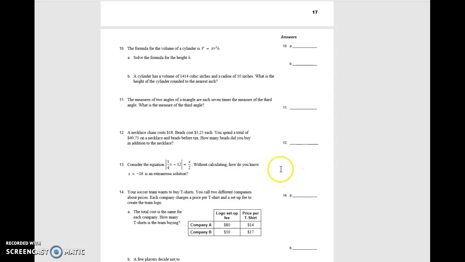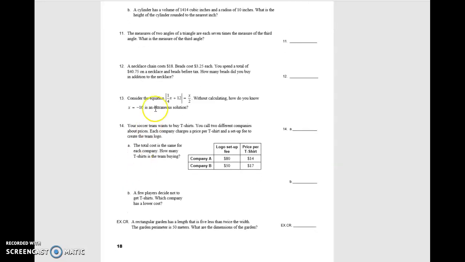On your paper, you have a Mr. Mola hand-drawn line here for 13, so don't forget to answer 13 there with that nice hand-drawn line, and you could pretty much give me 2-3 words on how you know that extraneous means it is a no solution. So how do you know that this problem here, when X is negative 16, is going to be a no solution problem? It's just a couple words should do.